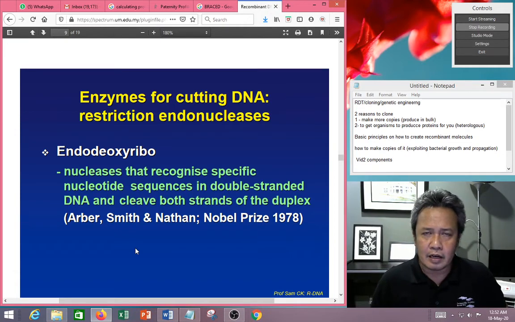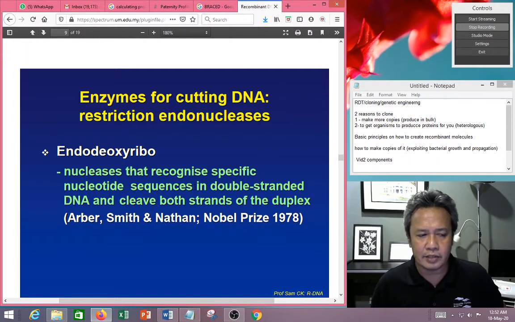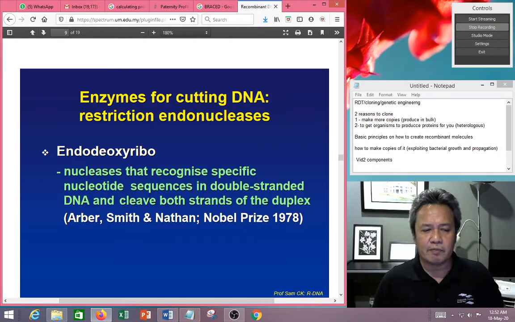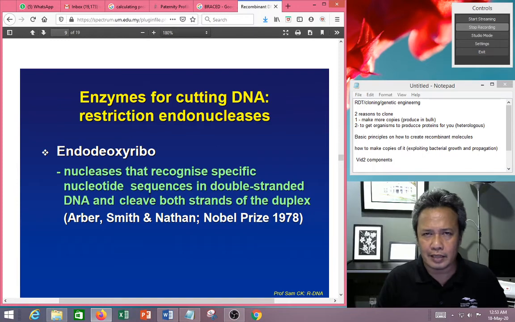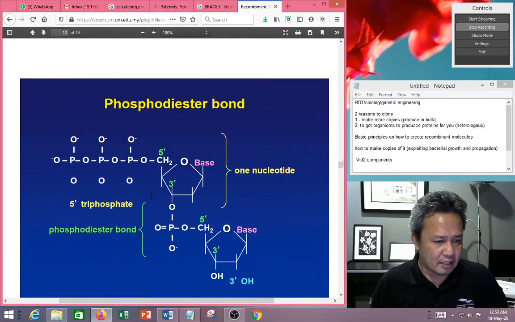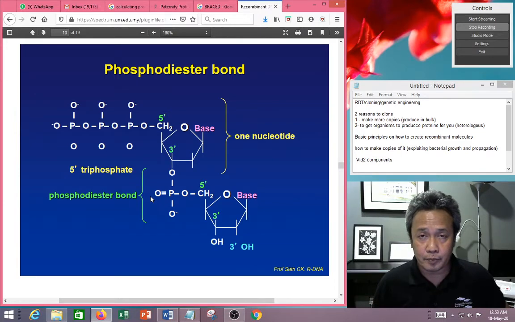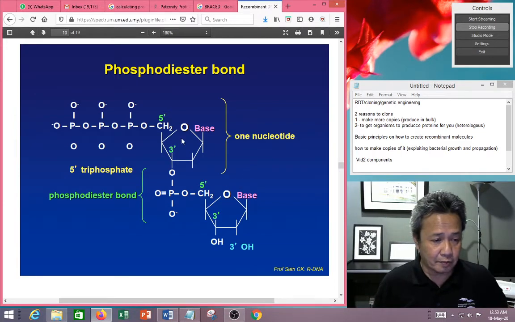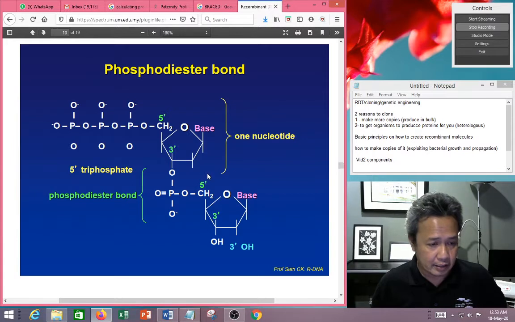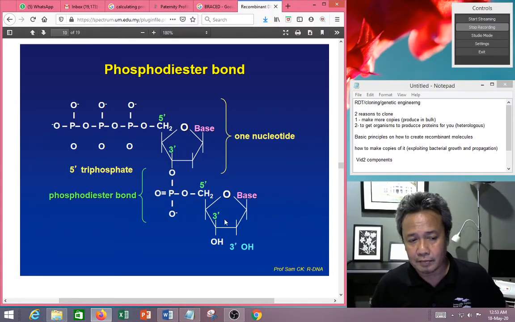And then there are nucleases. Nucleases are enzymes that cut the nucleic acid. Restriction enzymes are nucleases that recognize specific nucleotide sequences in double-stranded DNA and cleave both strands of the duplex. So we're going to look at the process of cutting. This is a typical DNA phosphodiester bond. This is one base and then the other base. So what it does is cut this phosphodiester bond between base 1 and the other base.